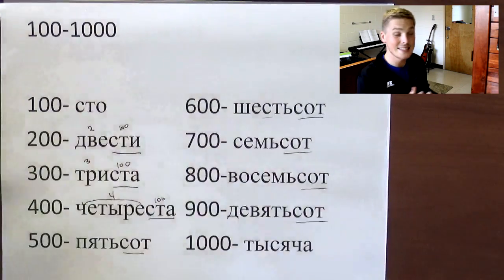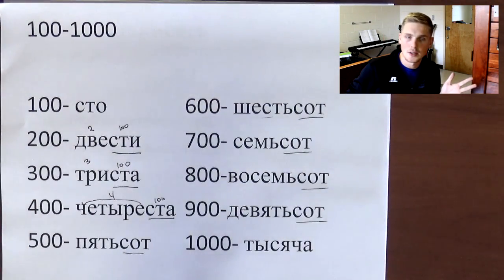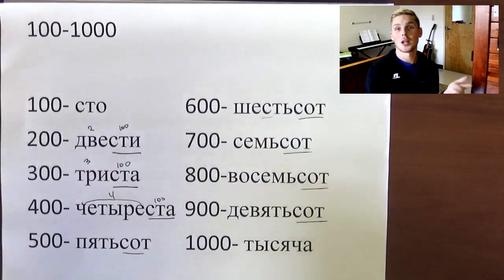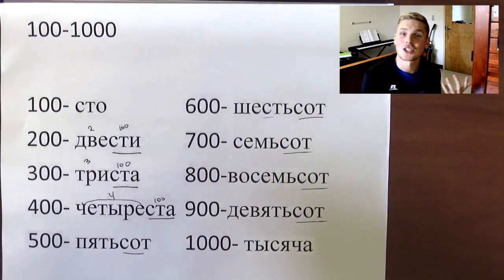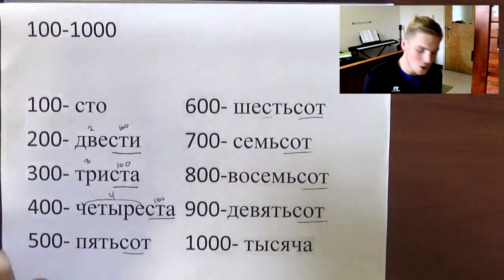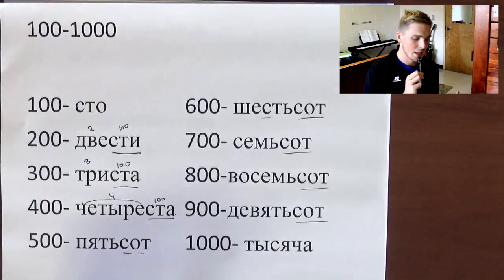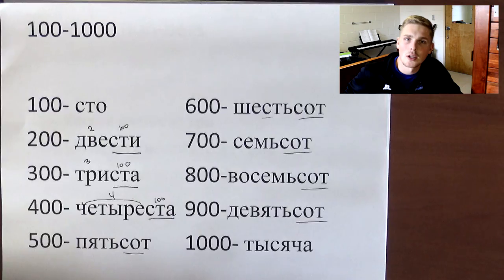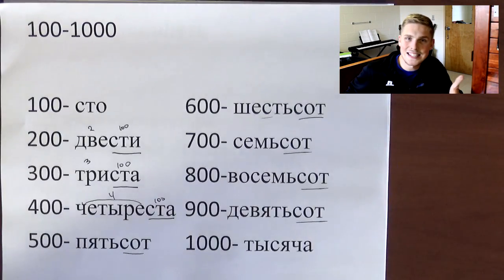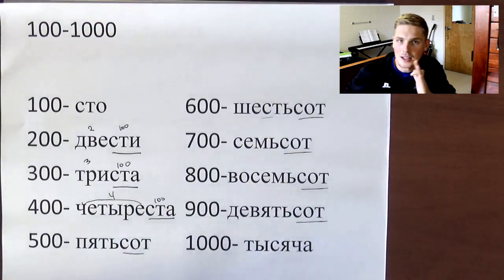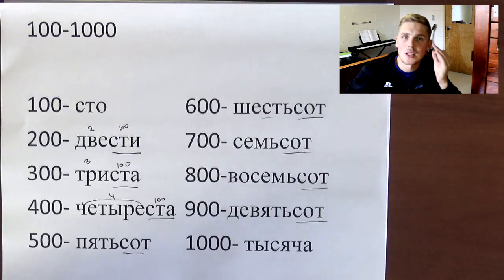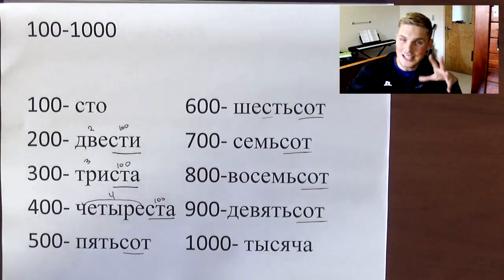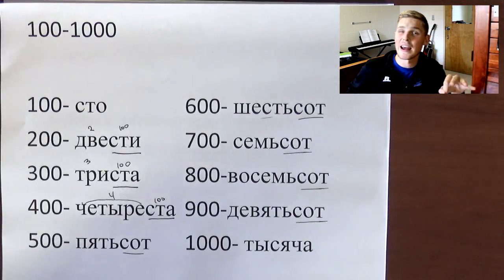Then we know that 6 in Russian is 6. So 600 is going to be 600. But note this thing. We don't say 600 the long way. We say 600, so we just say 6, and then the C is kind of long. We don't say it the other way, it's kind of too robotic.